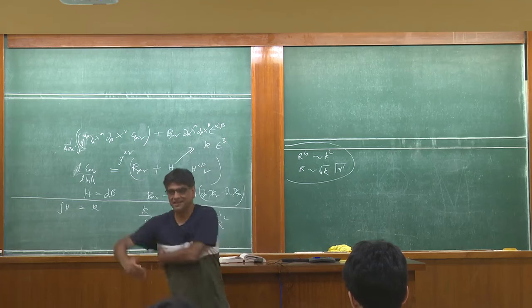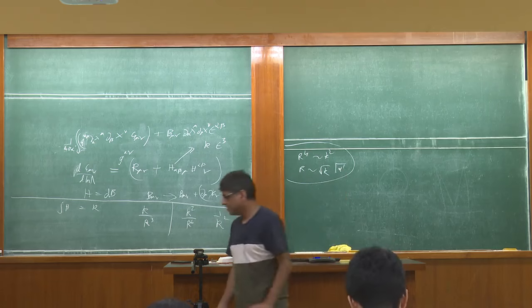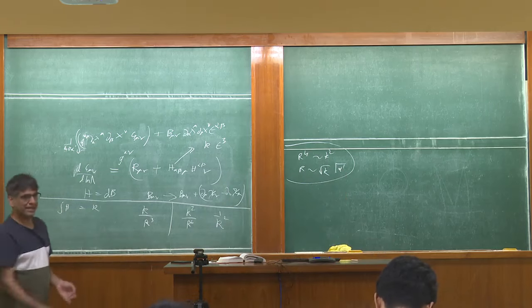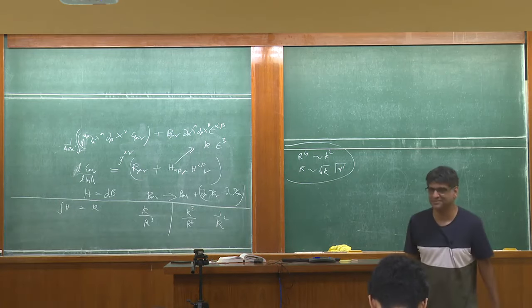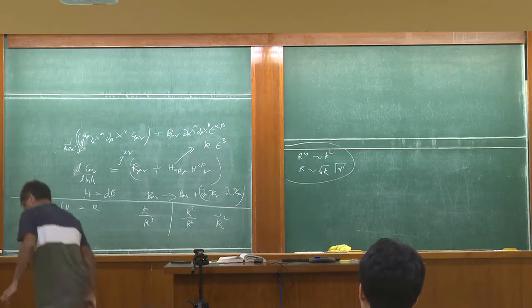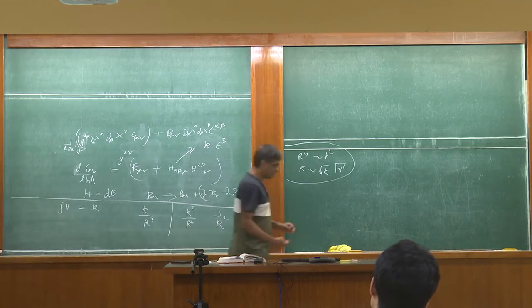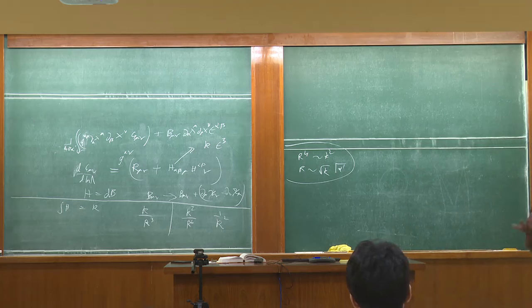Two ways to understand that. Same way, but let me say it in two different ways. The first way is that S3 embedded in R4 clearly has SO4 symmetry, and SO4 is SU2 times SU2. Second way of thinking of it is a little more sophisticated. The sophisticated way is to remind yourself that S3 is actually the group manifold of SU2.